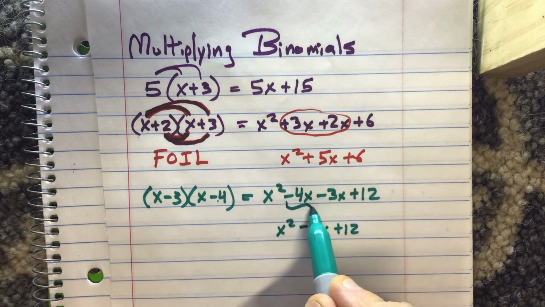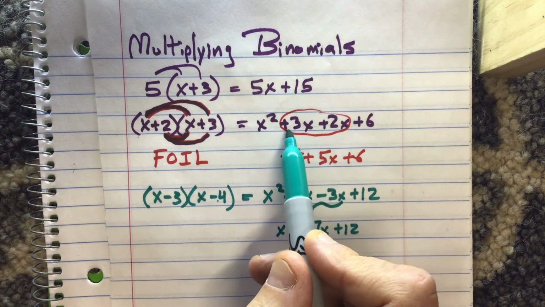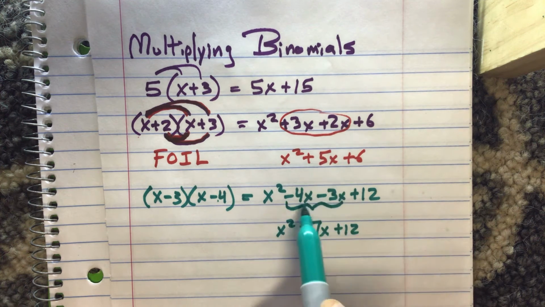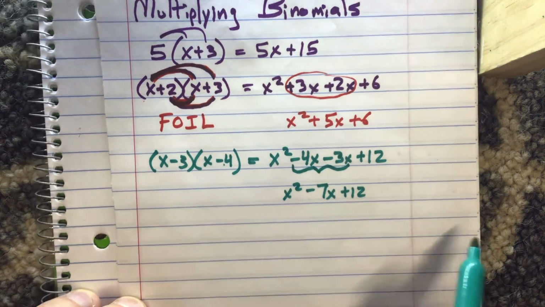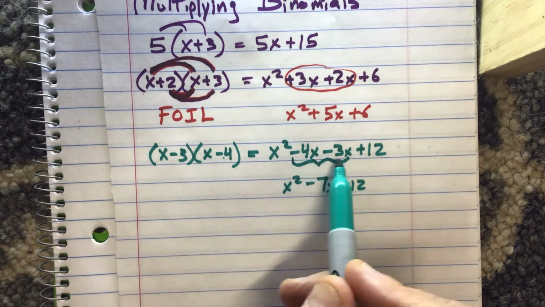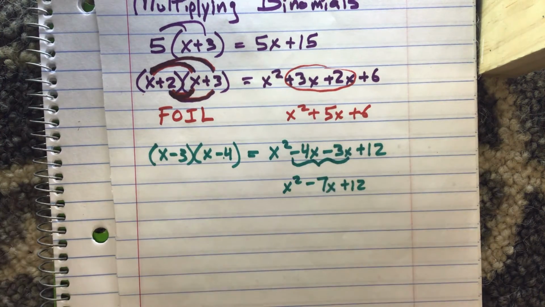Okay, so I'm combining these two. Here when I combined them, I added them together and got 5. Here I added them together and got negative 7. If one of them had been positive and one of them was negative, when I combined them I would have actually been subtracting. So I guess I'll do one of those as well.